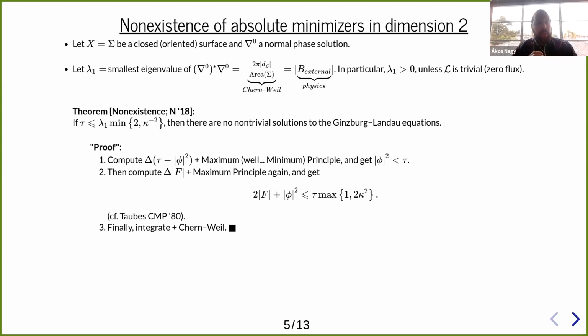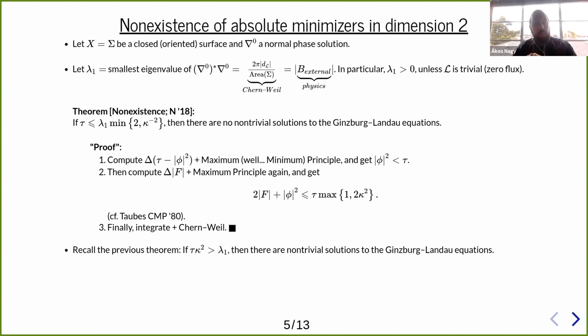So I don't want to spell out the details here again. The idea is that after this inequality, we're almost there. We just have to integrate and use Chern-Weil theory. But now, if you recall the theorem from the previous slide, I said if kappa squared tau is bigger than lambda 1, then there are non-trivial solutions. And here I'm saying that under other hypotheses, there are no non-trivial solutions.